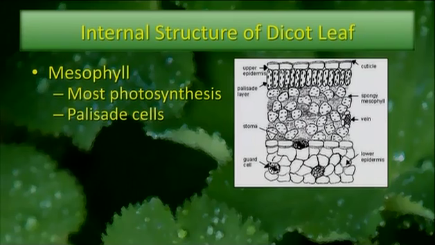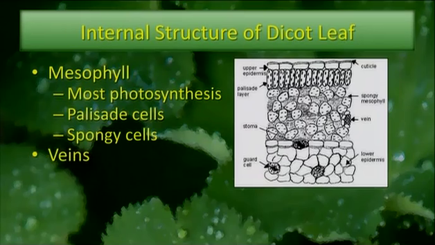Here you have the palisade cells, and then you have the spongy cells. These are cells that are sometimes irregular in shape and they have lots of air spaces in them. What the spongy cells do is they absorb carbon dioxide that enters through the stomate from usually the bottom surface of the leaf. And then you have veins.